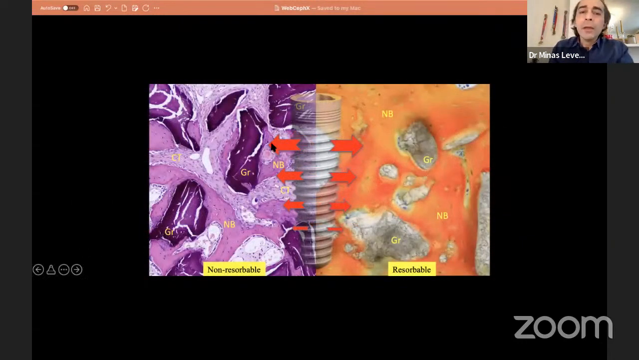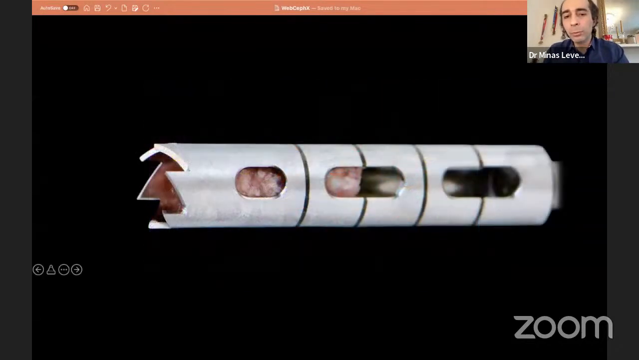That's why we can use xenografts, but we have to understand that those particles of the bovine xenograft, because they are a conductive, non-resorbable scaffold, will stay there forever, having an impact on the quality of the bone. When I use synthetics, the particles will break down, they dissolve, and they will give place to high quality, large amounts of new bone.